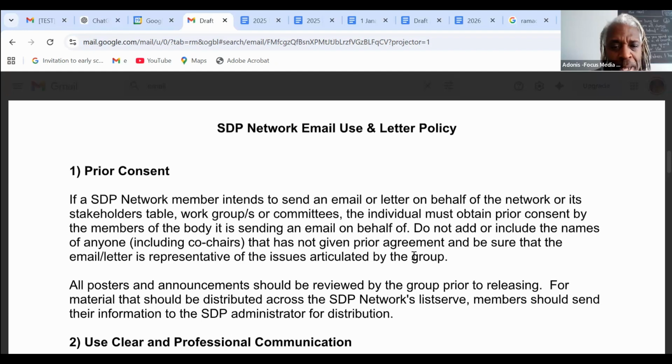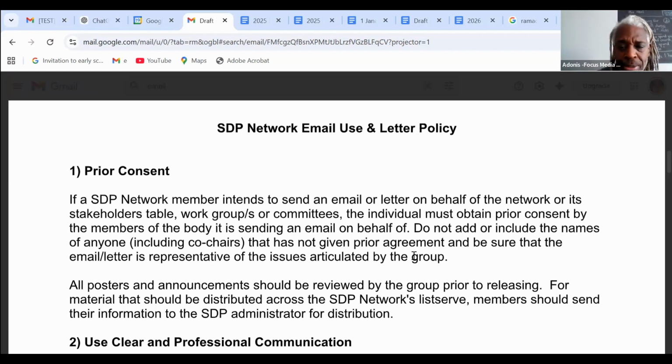All posters and announcements should be reviewed by the group prior to releasing. For material that should be distributed across the SDP network's listserv, members should send their information to the SDP administrator for distribution.